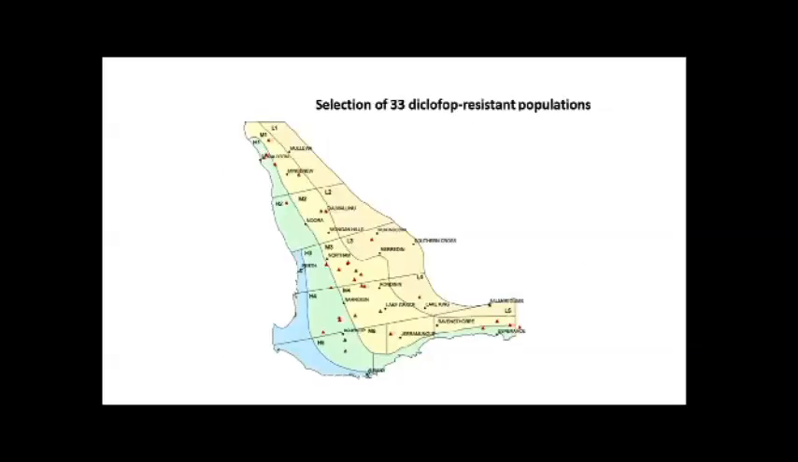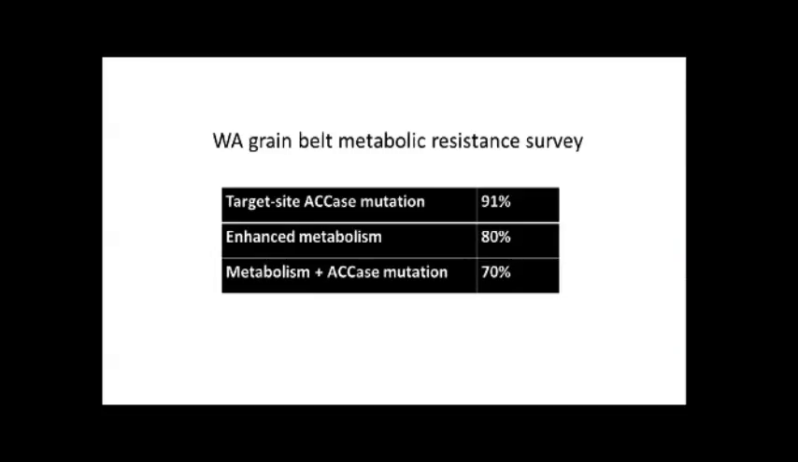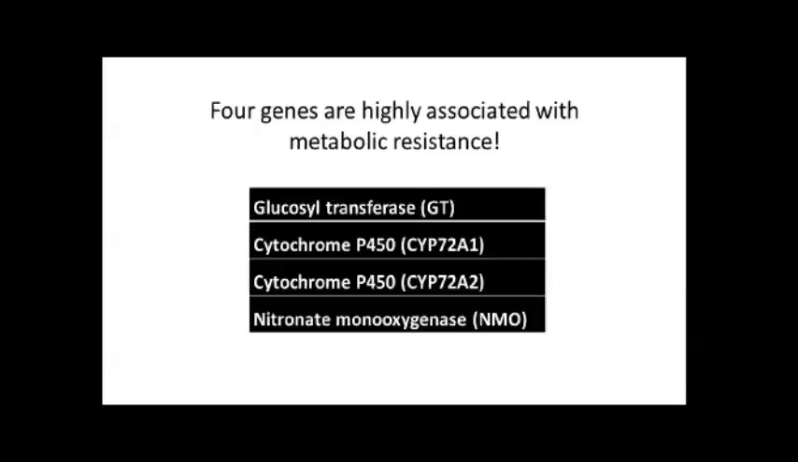For example, we analyzed over 33 diclofop-resistant ryegrass populations across the WA grain belt. What we found is the majority of these populations got metabolic resistance, 80%. And what is new is that they not only have metabolic resistance, but also have a target site. So both target site plus non-target site is still very common, at about 70%. Of course, target site mutation is still very popular.